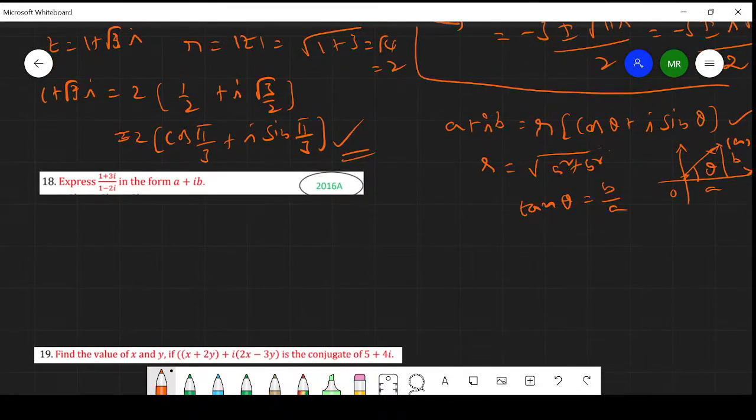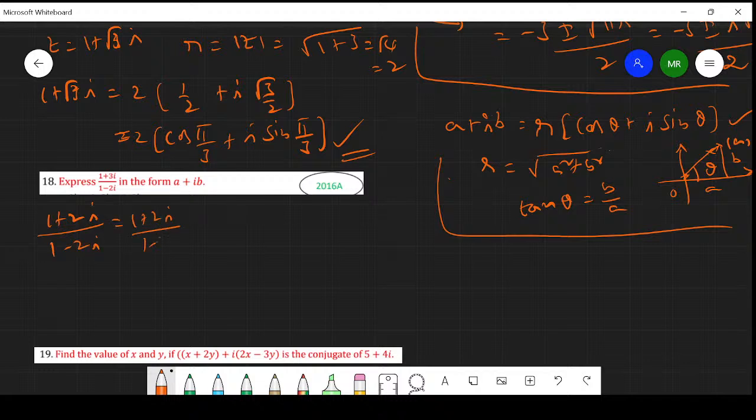Express (1 plus 2i) by (1 minus 2i) in the form of a plus ib. They are asking, express this in the form of a plus ib. Take (1 plus 2i) by (1 minus 2i) and rationalize this: multiply by (1 plus 2i) by (1 plus 2i). Rationalize the denominator by changing the sign of the imaginary part. Multiply numerator and denominator by the rationalizing factor.